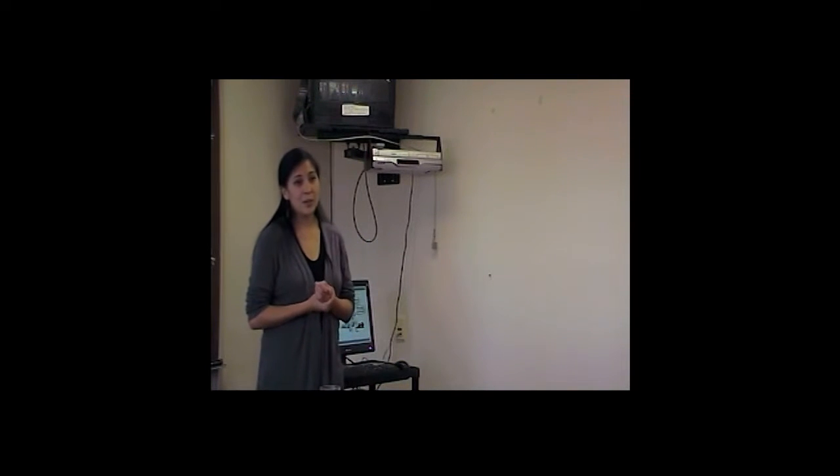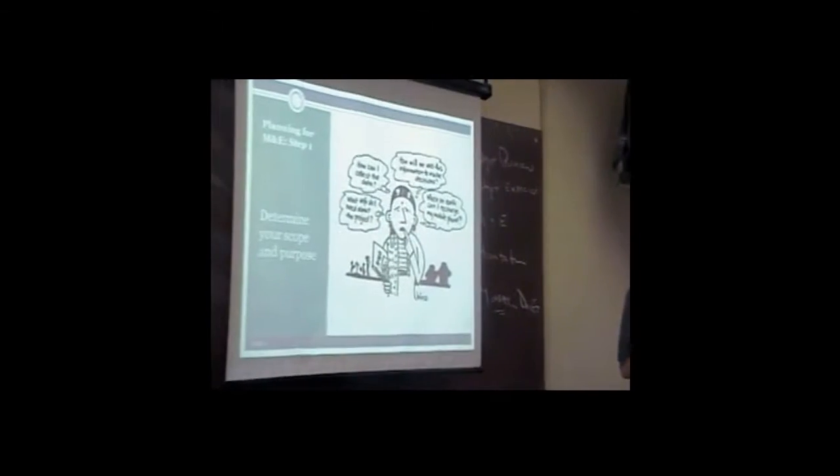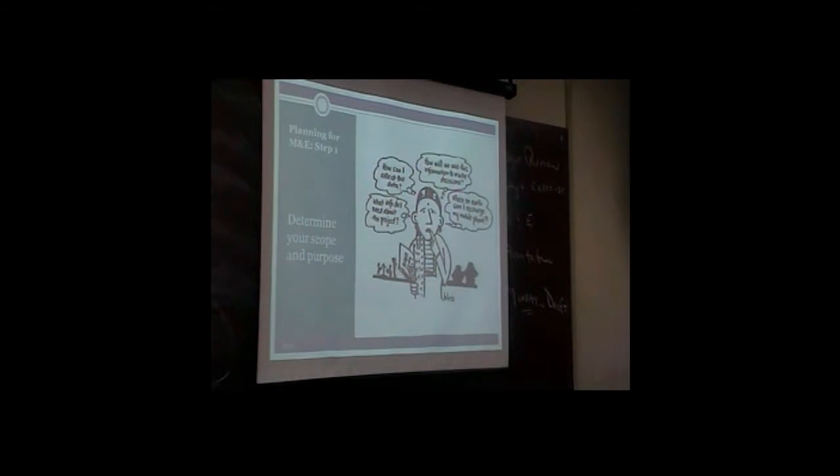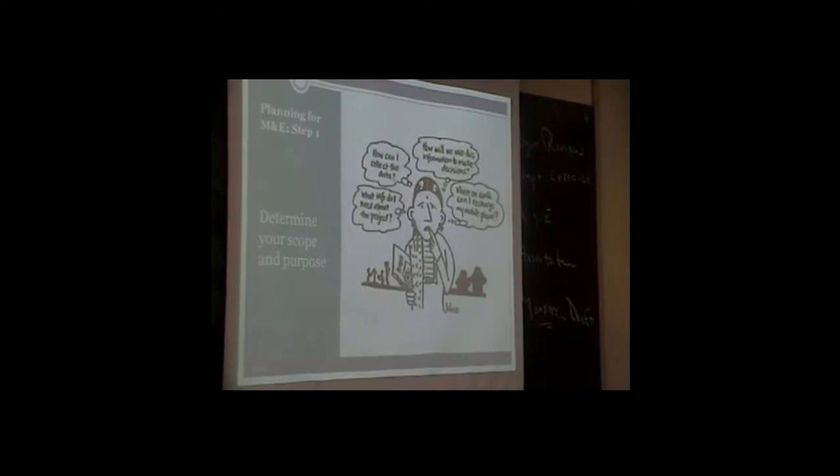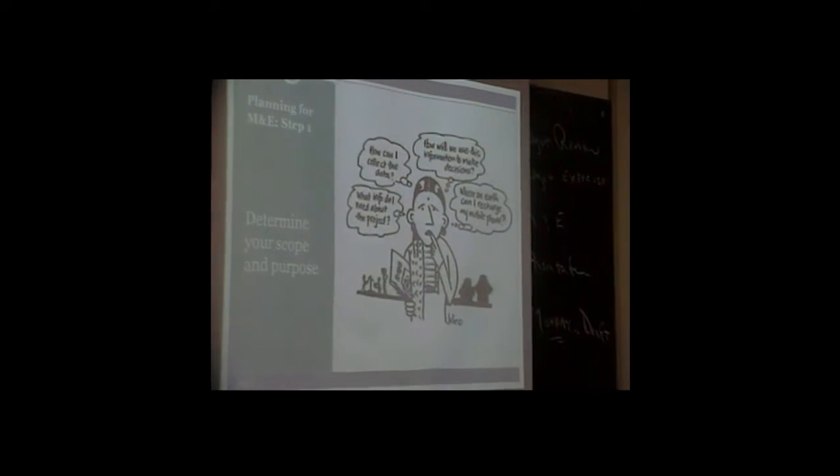So at the beginning, right now, what you're doing, you have to determine your scope and purpose. So are you going to do all 5 areas of evaluation: efficiency, effectiveness, impact, sustainability, and relevance? Are you really going to be able to do all of those? Or are you really just going to do some of it?